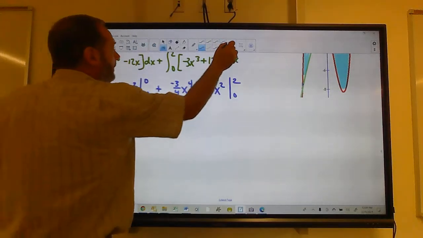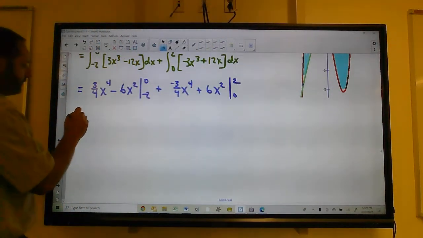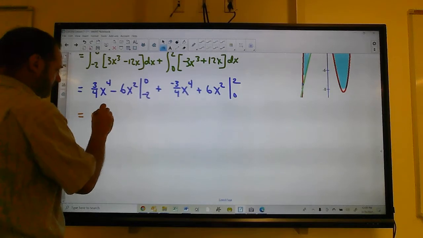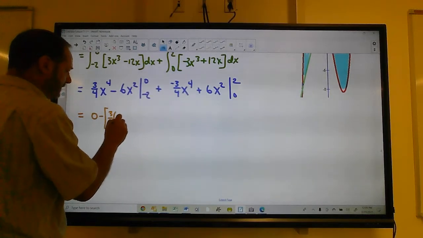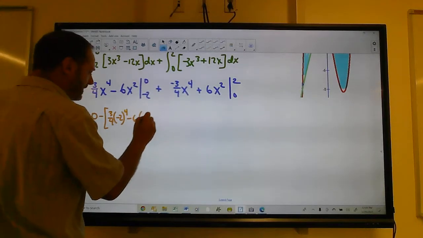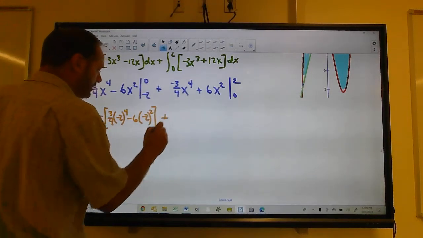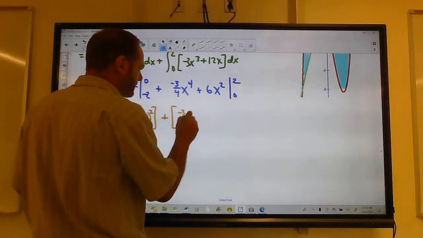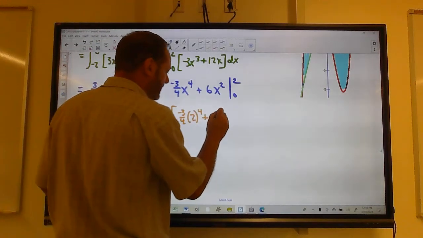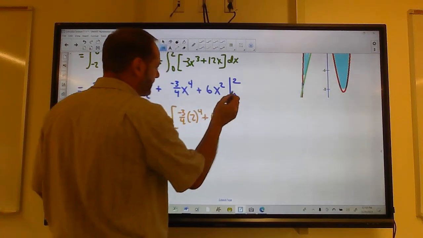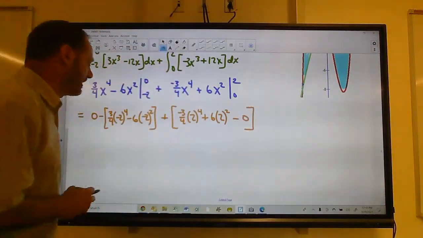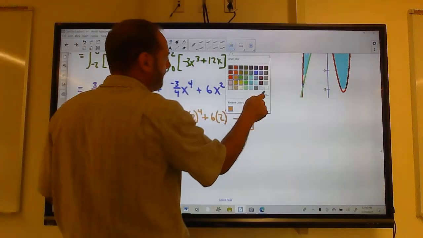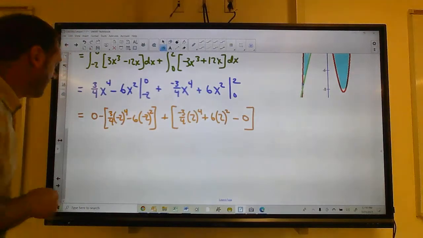And then, let's see, what do we have here? So if we plug in 0 in both of these, it's going to be 0. So it's 0 minus 3/4 of negative 2 to the 4th minus 6 times negative 2 squared. Plus, over here, negative 3/4 2 to the 4th plus 6 times 2 squared. And then if I plug in 0 to subtract that, that's just going to be 0 again. So I don't have much to do there. And now I just got to figure out what this is.